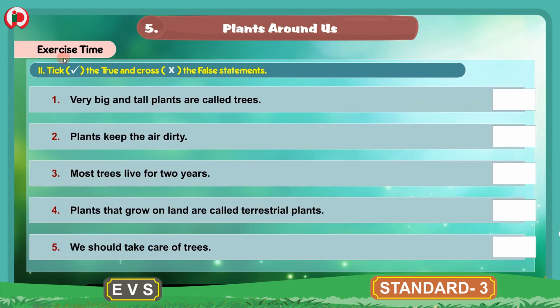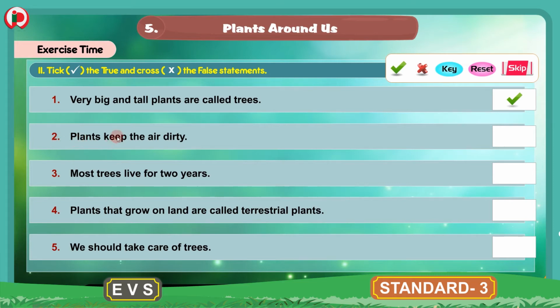The next bit under exercise time is to tick the true and cross the false statements. Here are given 5 statements. We have to identify the true statement and put the tick mark. And for a false statement, we have to put a cross mark. 1. Very big and tall plants are called trees. And yes, this is a true statement, so we'll put a tick mark.